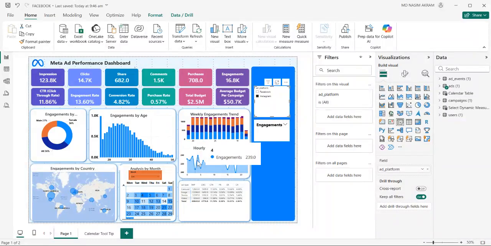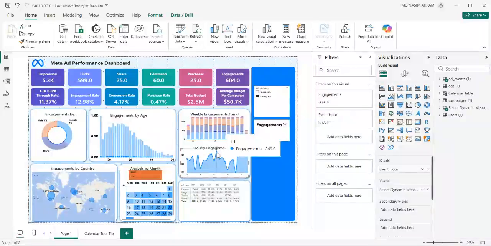And this is the hourly trend that we are getting here on Instagram. So if I talk about the hour, see, this hour is the top. So this is actually the hourly trend.